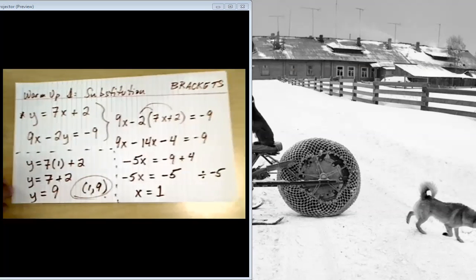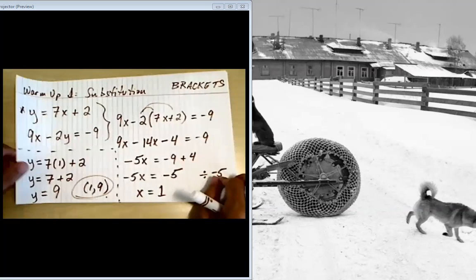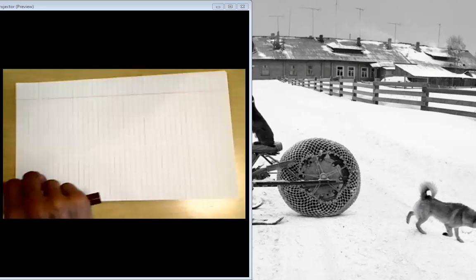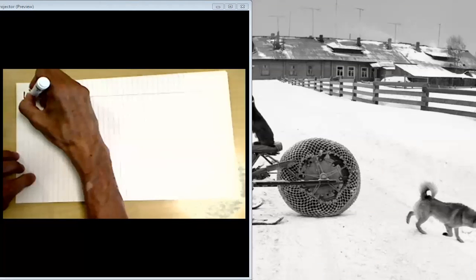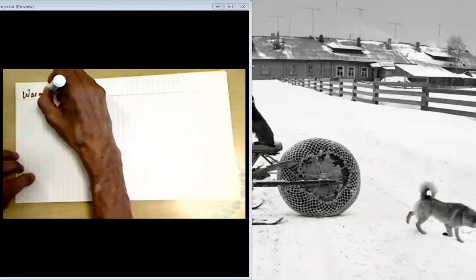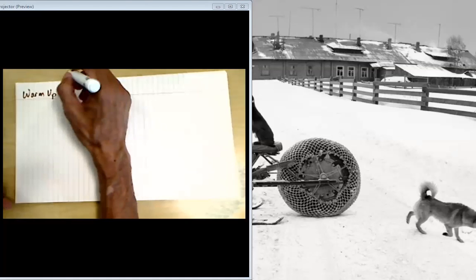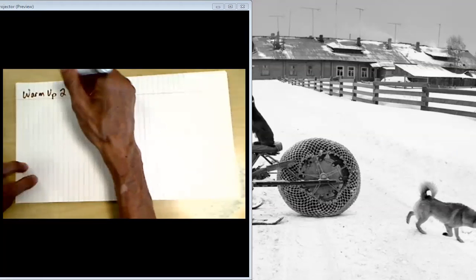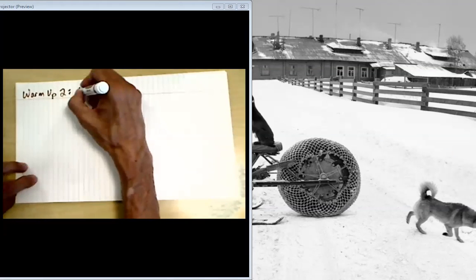Warm-up number 2 is an elimination type question. Now I'm going to give you a little hint so that we get the adding and subtracting correct so that there aren't any mistakes there. I thought of it this morning, thought maybe this is the trick to make it nicer for everyone, especially if you're having some struggles.